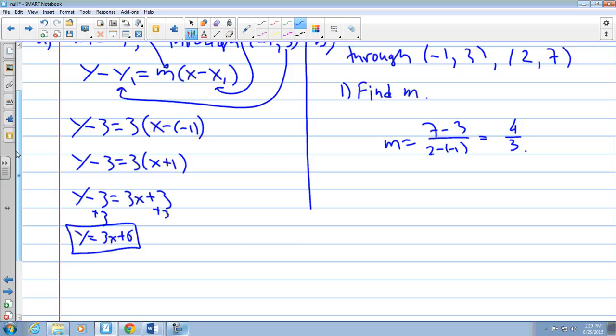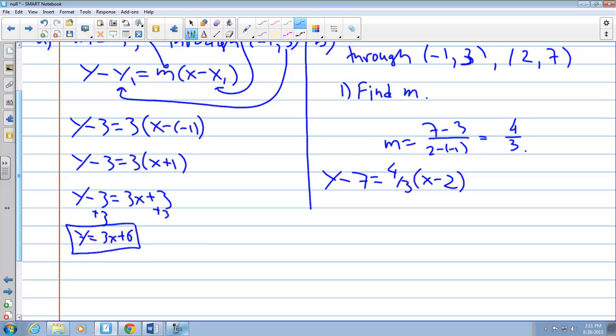We'll take point-slope form. We have 2 points now. I can take any one of them and plug it into this formula. I just found the slope. So which point would you like, the first one or the second? 2 and 7? Okay. So you'll get y minus 7 equals 4/3 times (x minus 2). Right?